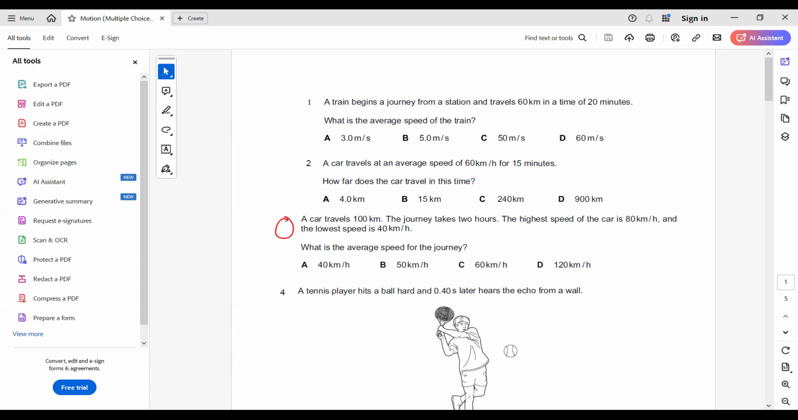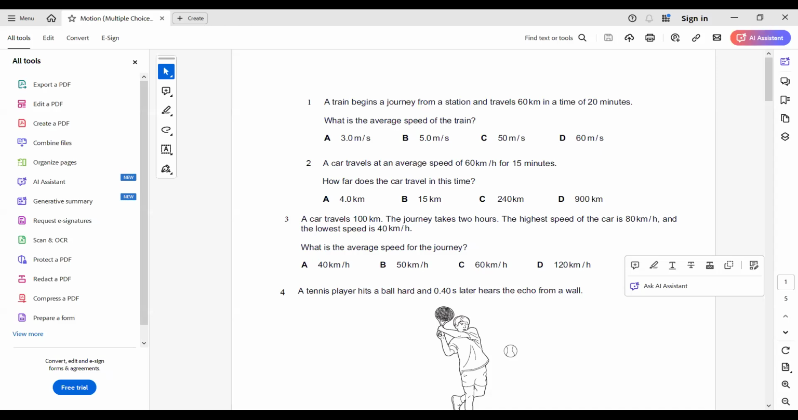Question 3 talks about a car that travels 100 kilometers. So that's 100 kilometers and it takes 2 hours, right? Then it says the highest speed of the car is 80 and the lowest speed is 40. What is the average speed?